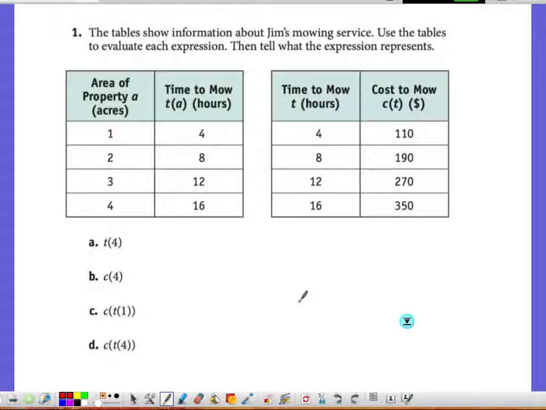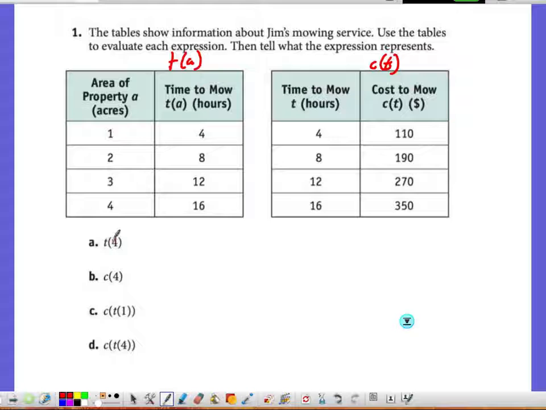Let's begin with number 1. The tables show information about Jim's mowing service. Use the tables to evaluate each expression, then tell what the expression represents. Okay, so this table right here represents the function t of a, and I'll just write it up here for reference, t of a, and this table right here represents the function c of t.